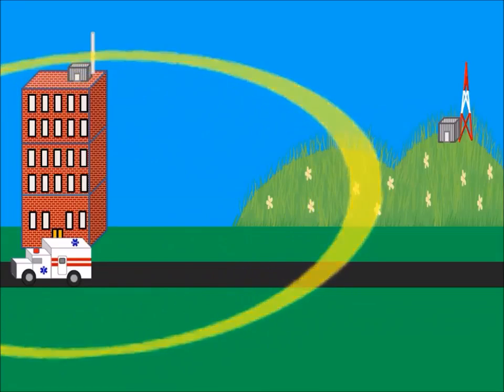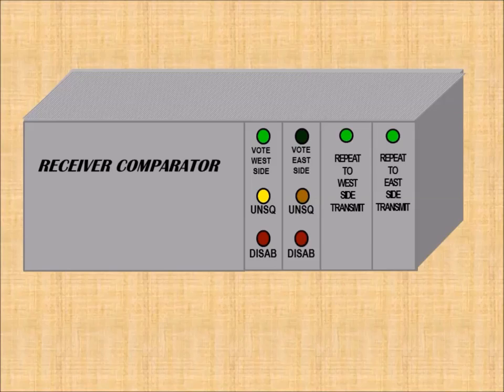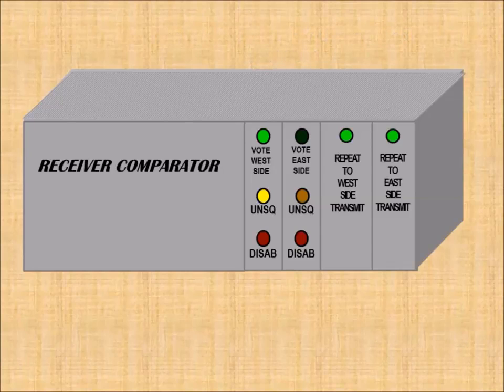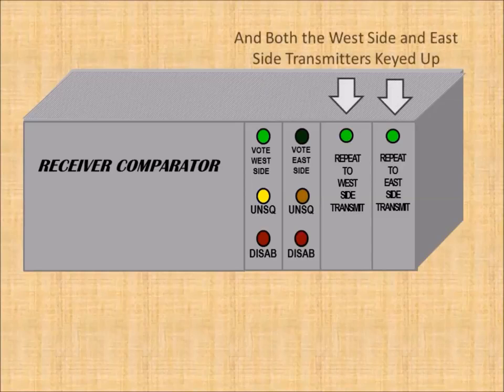In this case, the field unit is transmitting within the west service area and is only being received by the west receiver. However, this comparator is configured to allow both the west and east transmitters to retransmit the voted audio. The comparator will vote on the incoming signal and retransmit it out over both transmitters for the benefit of all users, no matter what channel they may be on.